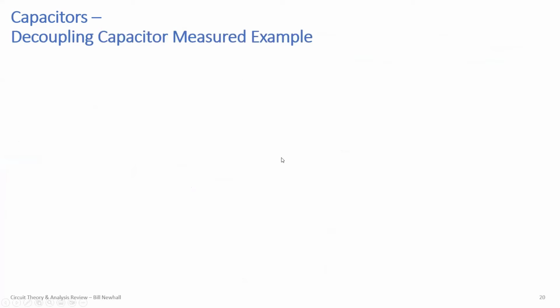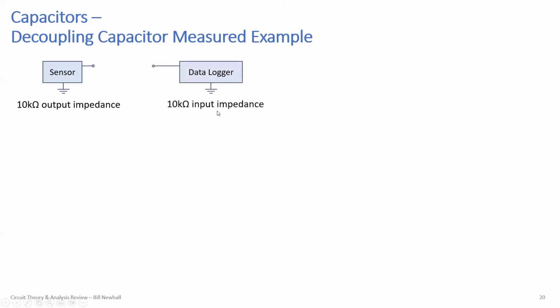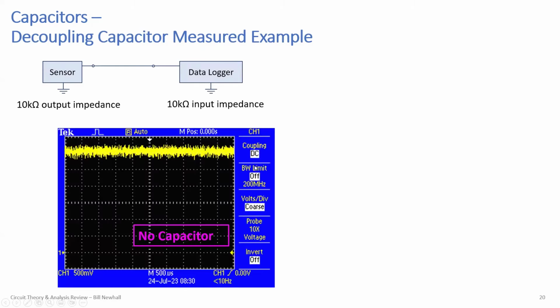Okay, so here's an example. Just want to finish this off with something practical here. If I have a sensor with a 10 kilo ohm output impedance, and I have a data logger with a 10K ohm input impedance, right? And I just connect them together. And I actually did this on a bench. I had a 10K output impedance on a voltage and an analog to digital converter with a 10K input impedance.